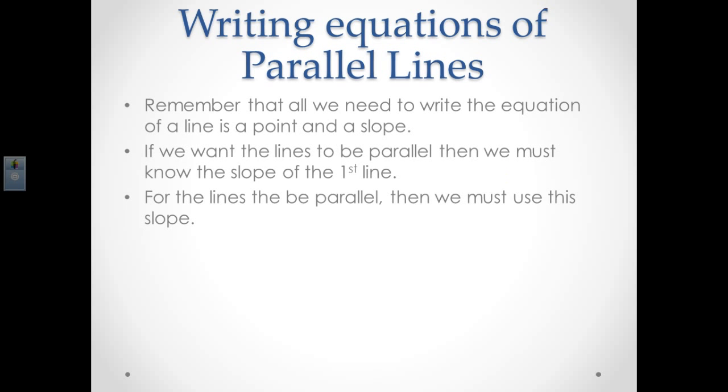Now, what we are going to do today is write equations of parallel lines when given one line and a new point that we want the second line to go through. Now, if we think back to our prior lessons, when we write the equation of a line, all we need is a point on that particular line, which will be given to us today, and the slope of that line. So if we want our two lines to be parallel, then we must find the slope from the first equation. Depending on the form, that's easy or difficult. And then use that in our second equation so that they will have equal slopes and different y-intercepts.